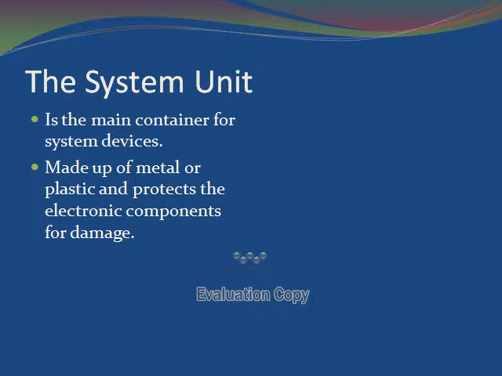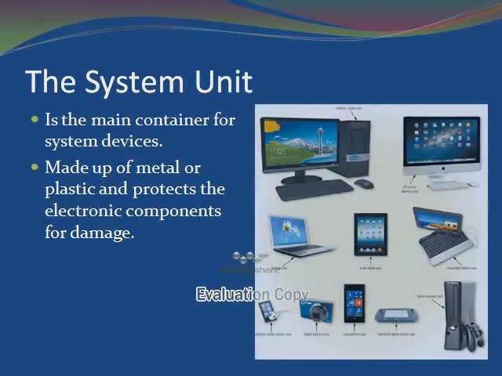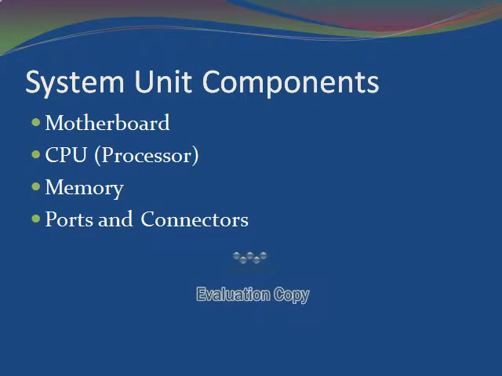The system unit is the main container for system devices. The system unit is made of metal or plastic and protects the electronic components from damage. Notebook computers, netbooks, smartphones, tablet computers, and other mobile devices contain almost all of their components in the system unit, including the keyboard and the monitor, or display. So those smartphones and tablets and cameras, scanners, game consoles all have a system unit.